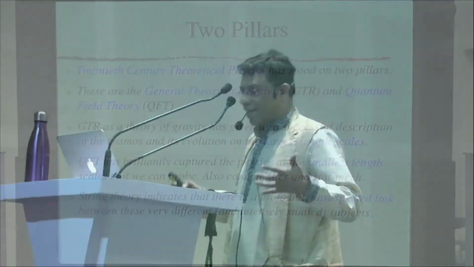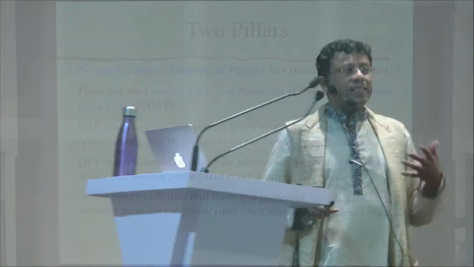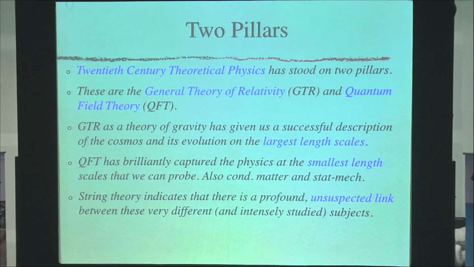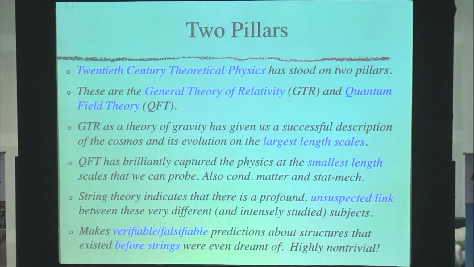And what in recent years string theory has done, it indicates that there's a very profound, previously unsuspected link between these very different and intensely studied subjects. These are almost a century old. General relativity, we are celebrating the centenary this year. So string theory has indicated that these subjects that have been very well studied on their own, there are unsuspected, very new links between these subjects. And so in some sense, it makes verifiable or falsifiable statements or predictions about structures that pre-existed string theory. And I can't overemphasize how non-trivial this is.